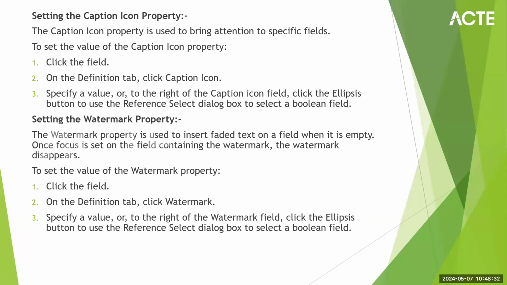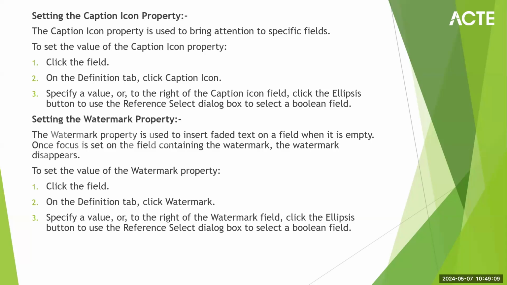Setting the watermark property. The watermark property is used to insert faded text on a field when it is empty. Once focus is set on the field containing the watermark, it will disappear. For example, when the field is empty or blank, the particular watermark should be displayed for that field. When you give some value to the field, the watermark will disappear and not display.